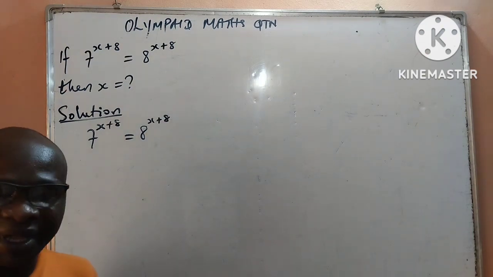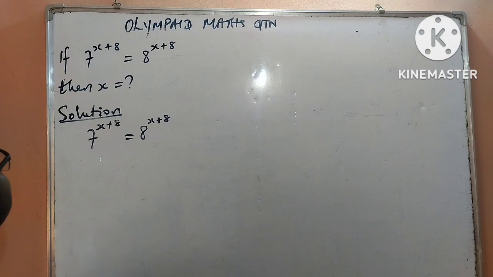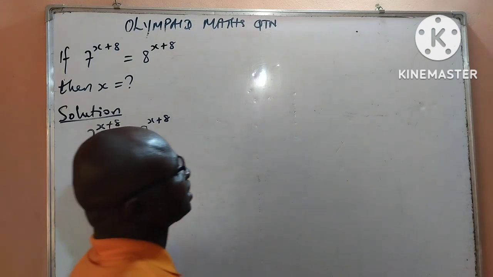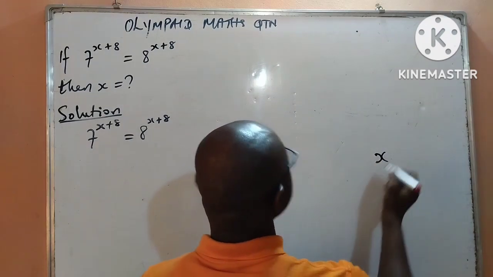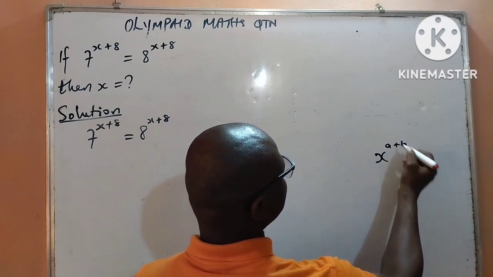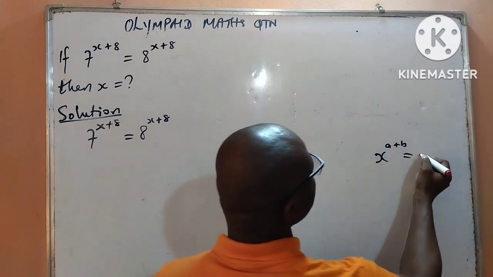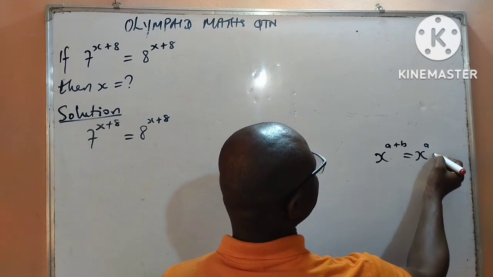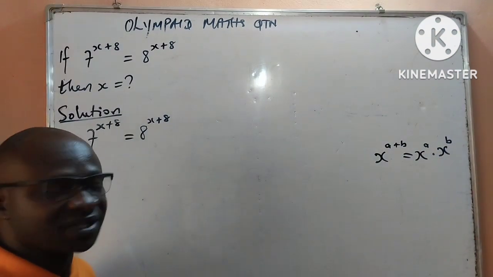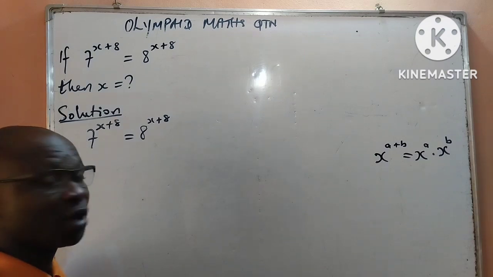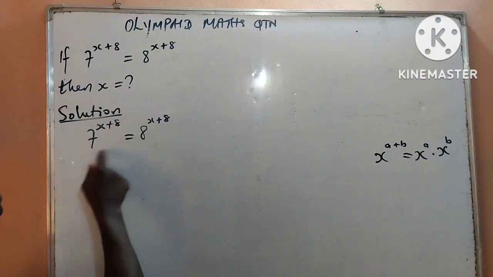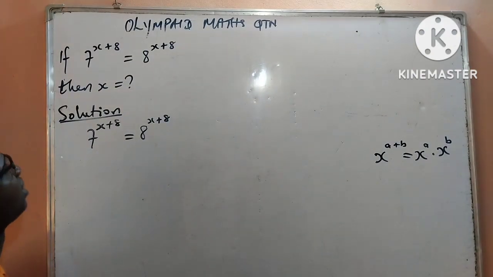The first step that I will take in this question is to apply the law of indices that says that if I have x to the power of a plus b, it is equal to x to the power of a multiplied by x to the power of b. This law of indices is called the multiplication law of indices. Therefore, I will apply it to both sides of the equation.